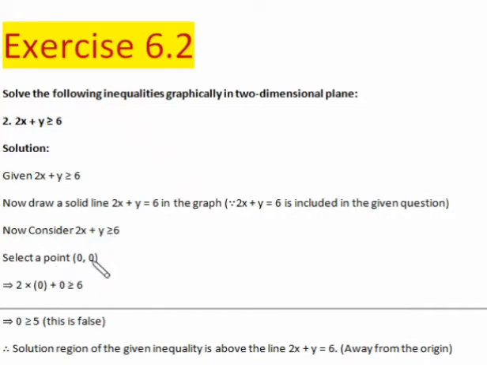Select the point (0, 0). We put (0, 0). What we get here: 0 ≥ 6, which is not possible. 0 is never greater than or equal to 6. That means this is false. The solution region of the inequality is above the line. When we put (0, 0) and the inequality comes out false, then we sketch the region above the line.